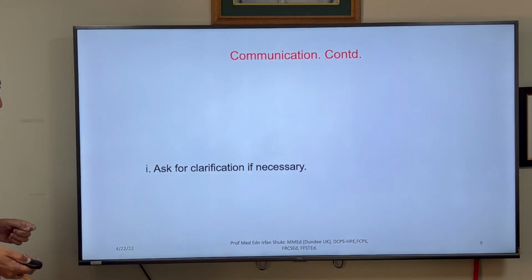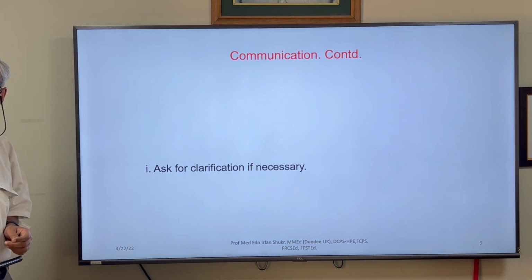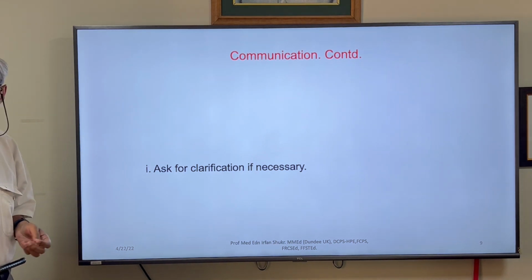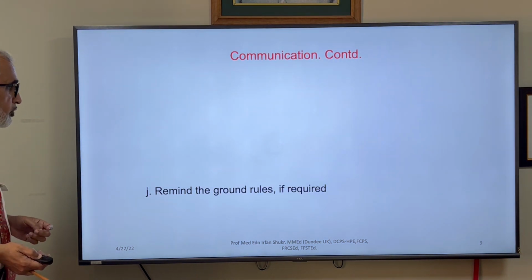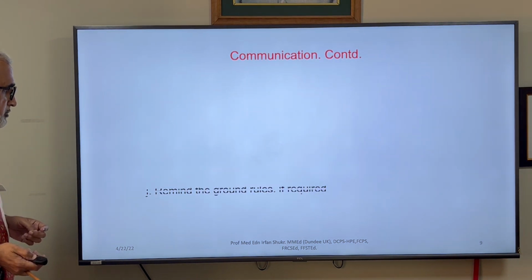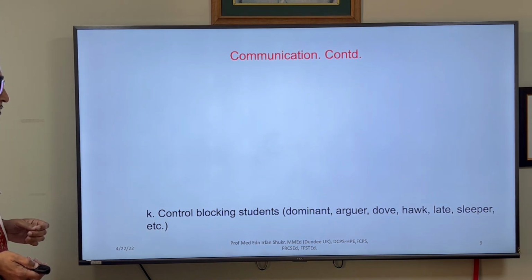Ask for clarification if necessary. Do not be shy. If you don't understand anything, you can ask in a polite way for clarification. Remind the ground rules if required, and control the blocking students.